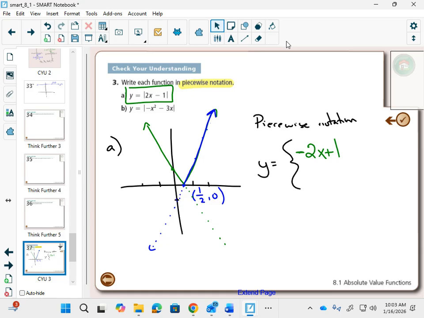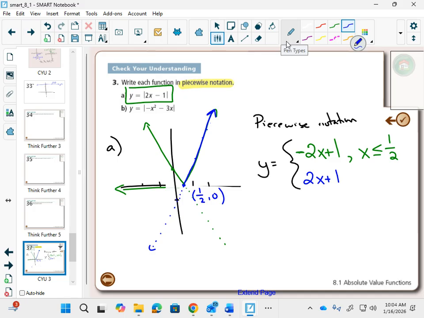And what we do in piecewise notation is it's called piecewise because you don't have the whole green graph. You just have a piece of it. Which piece of the green graph do we have? We put a comma and we say we have the piece when x is less than or equal to 1/2. We have this part for the green one. Does that make sense? The blue one you already knew was 2x minus 1. And you have that piece when x is bigger than 1/2.